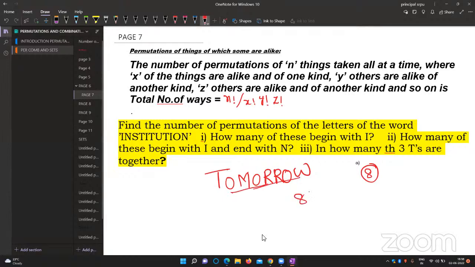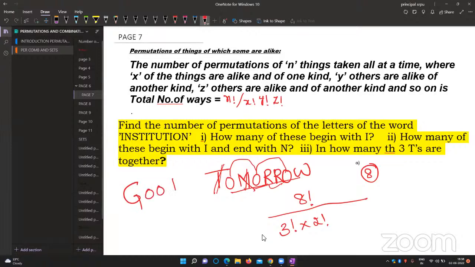Total letters factorial divided by repeated letters factorial. T is not repeated, but how many times is O repeated? 1, 2, 3, that is 3 factorial. M is not repeated, R is 2 times, so 2 factorial. This much you remember. For example, take the word good. Total arrangements of all the letters of the word good: total letters 4 factorial, which is 24, divided by, G is not repeated, D is not repeated, but O is repeated 2 times, so divided by 2 factorial.